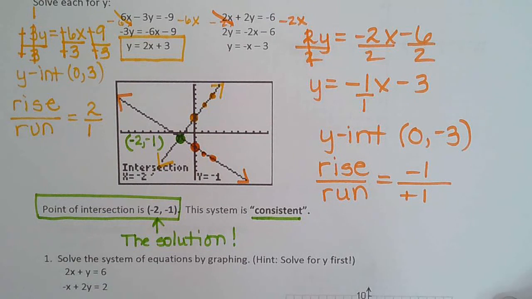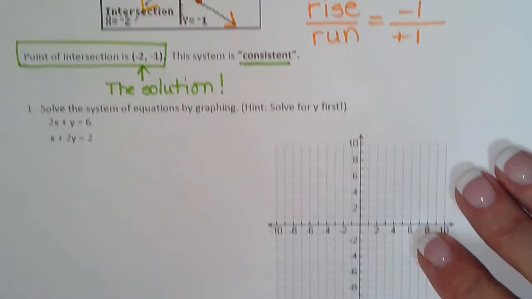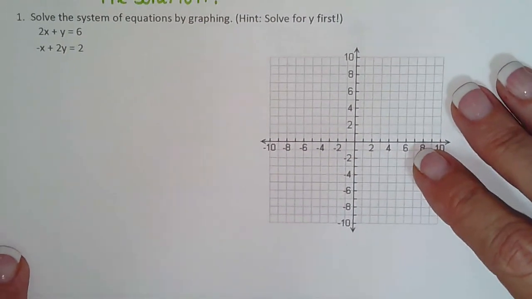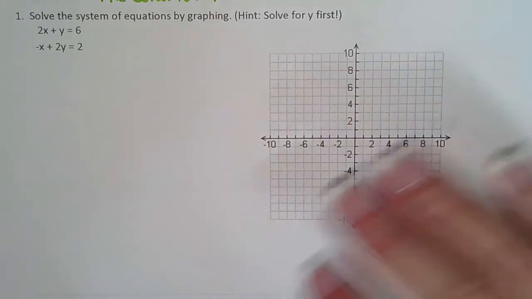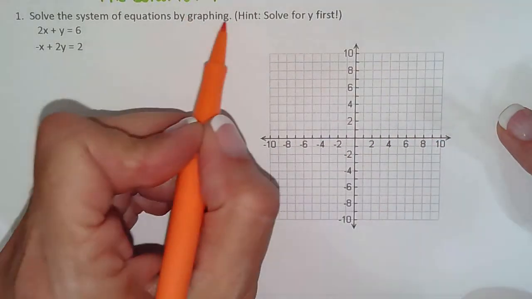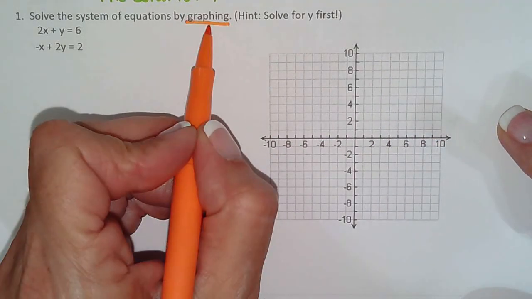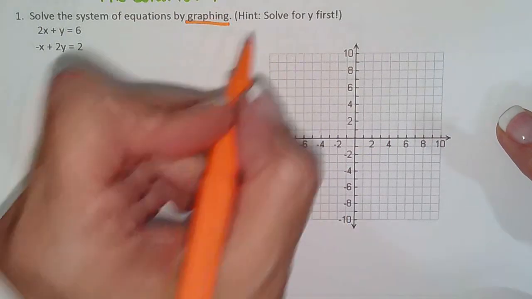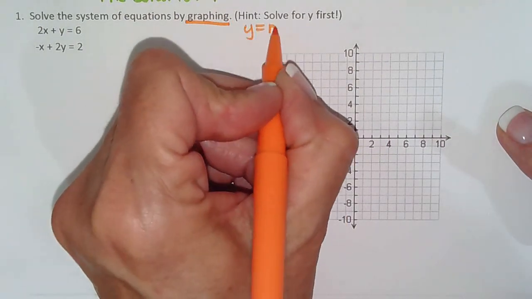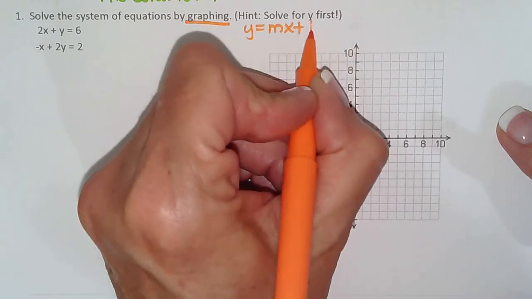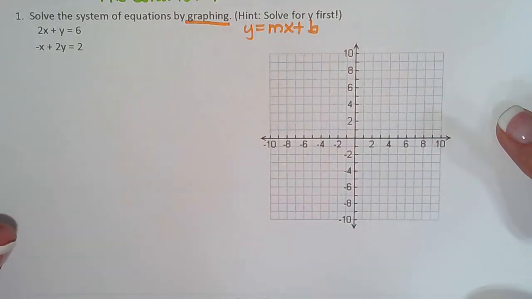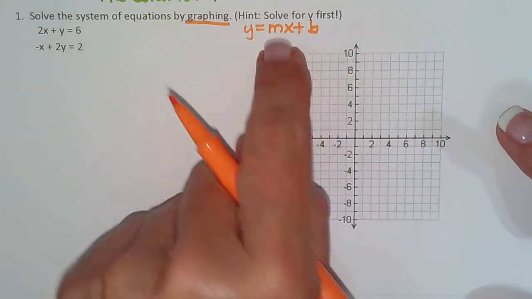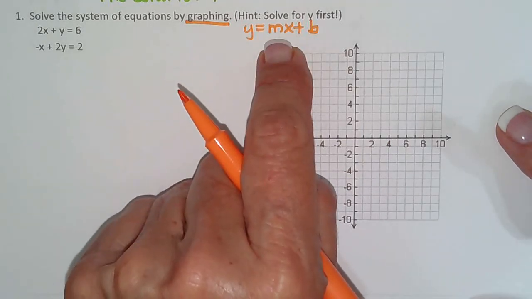So we're not going to have enough time to finish this one, but let's at least start it. The minute we see solve by graphing, that means you need to get y alone. Solve for y. Make it look like y equals mx plus b. So that should be your very first thought whenever they ask for slope, parallel, perpendicular, or graphing. That's the form we use for all of those things.